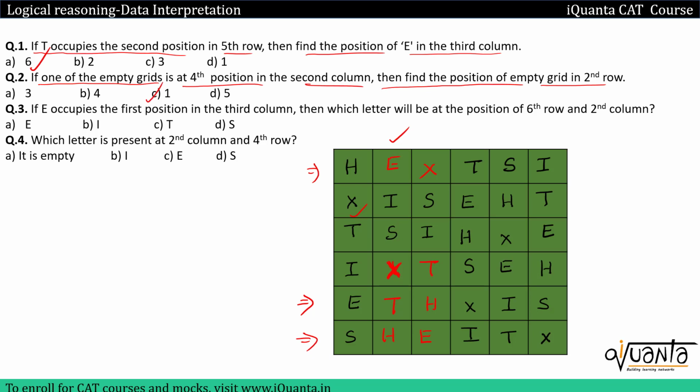We'll solve the third question now. I'll remove all these entries. Third question is, if E occupies first position in third column, so I will have to put E over here, then which letter will be at the position of sixth row second column? So I need to find the letter here. If I look into the first row, I have a space for cross that is left, I'll put a cross here. Now if I look into this particular column, I cannot have a cross here because I have a cross present. Then can I have a cross over here? No, because in this column I already have a cross. So only one place remains for cross to be filled, it will be over here.